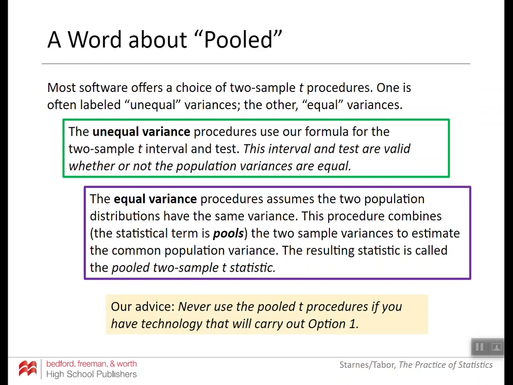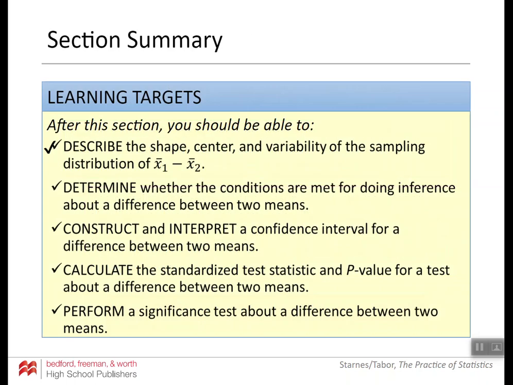Because the calculator has the option to do the first one, the unequal variance, do that. Very rarely will you know that the 2 population distributions have the same variance. So don't use the pooled procedure, because the non-pooled procedure will work regardless of whether the population variances are equal or not. So don't use the pooled option. That's it for 10.2.